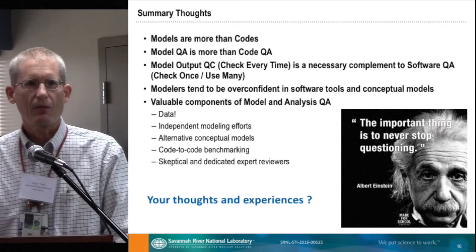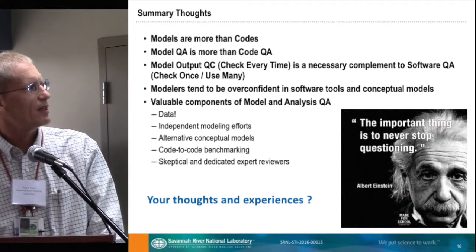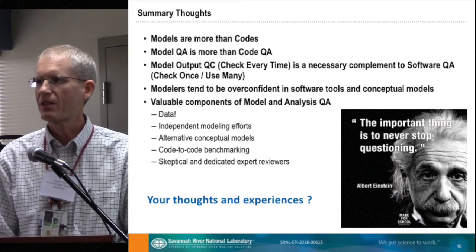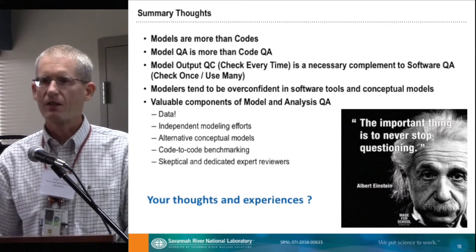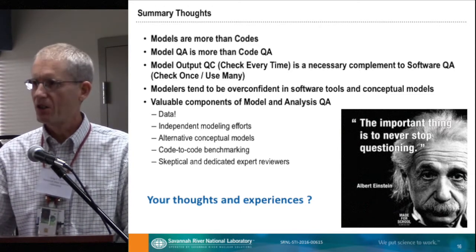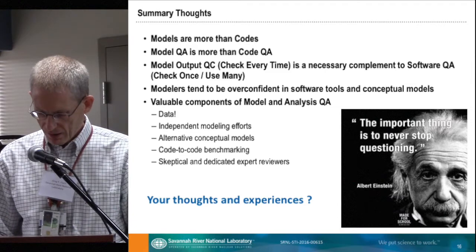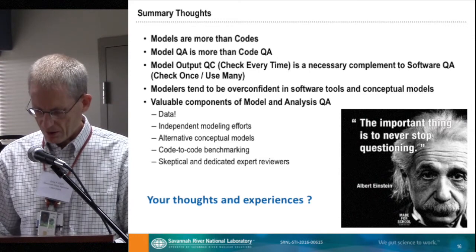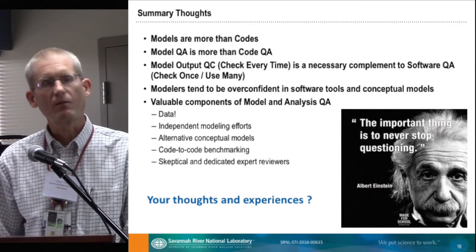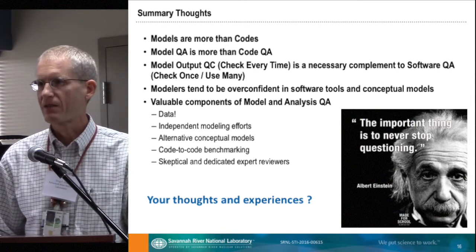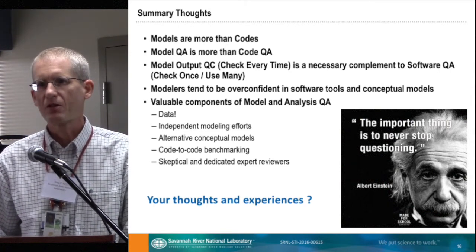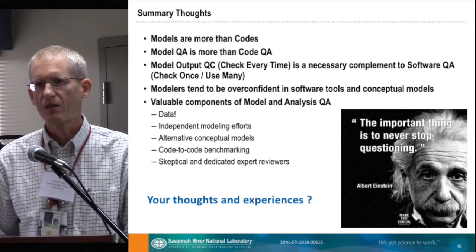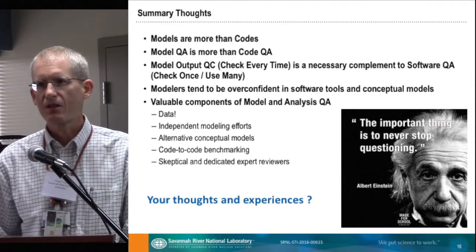So channeling Albert Einstein again in the lower right, the important thing is to never stop questioning whether your analysis is a valid representation of reality, whether you've got good inputs, whether you've executed the whole process correctly. And so the key things to me in ensuring quality in your risk or performance assessment product, number one is data: experimental data, lab data, field observations, whatever. Independent modeling efforts, code-to-code benchmarking or model-to-model or analysis-to-analysis benchmarking.